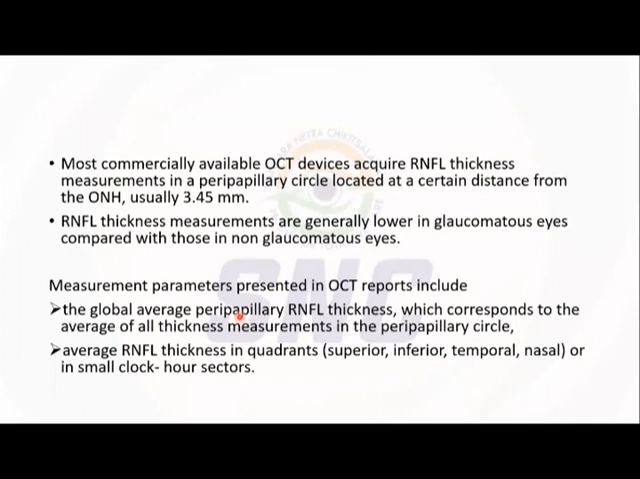Most commercially available OCT devices acquire RNFL thickness measurements in a peripapillary circle located at a certain distance from the optic nerve head, usually 3.45 millimeters.